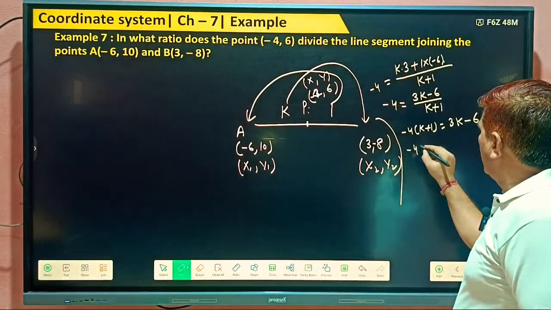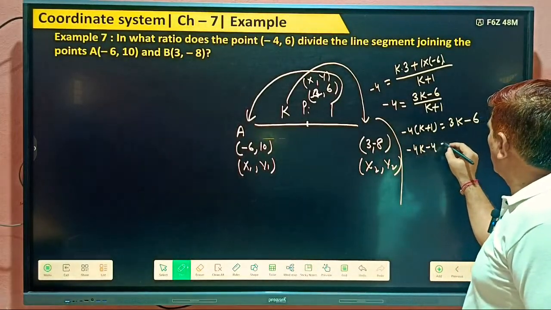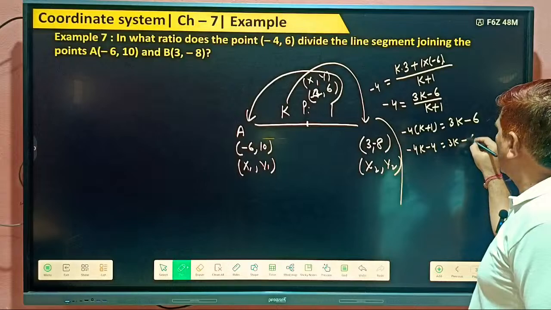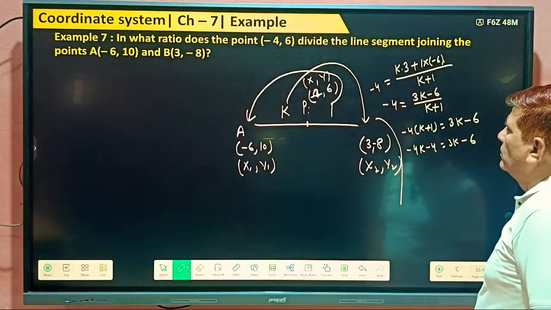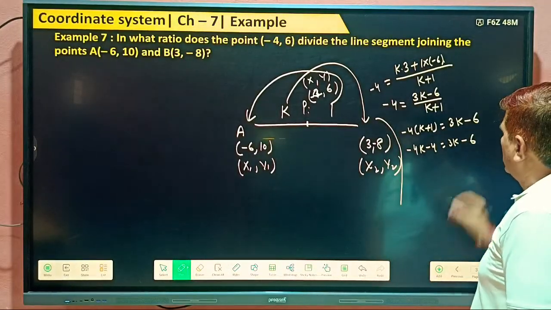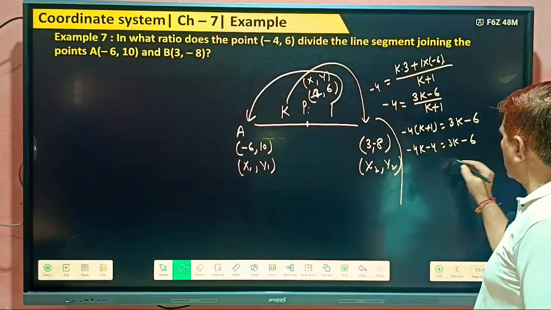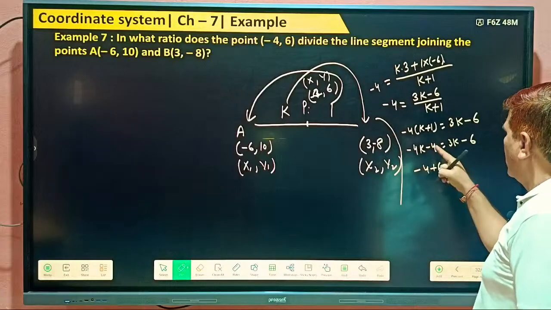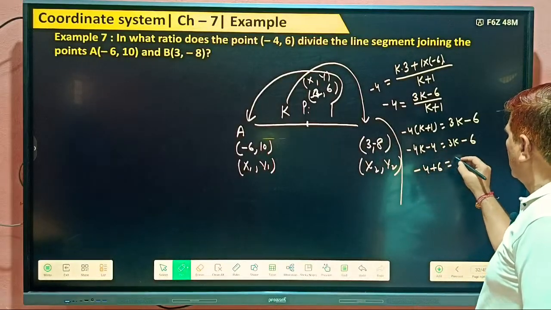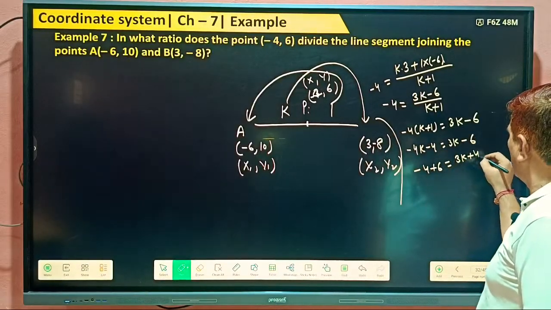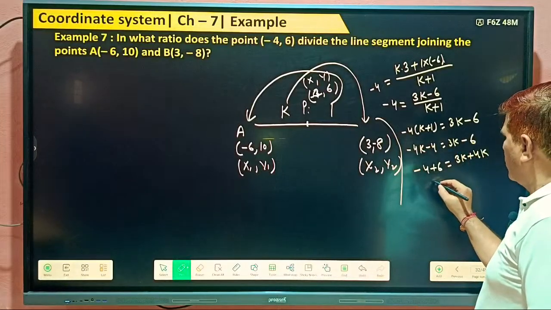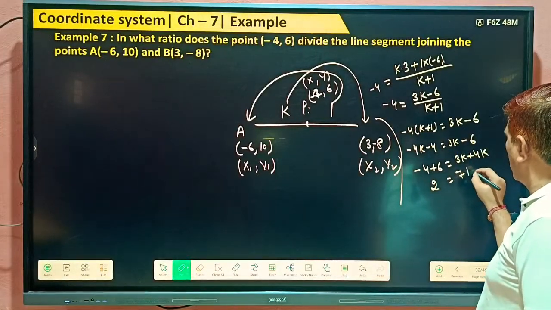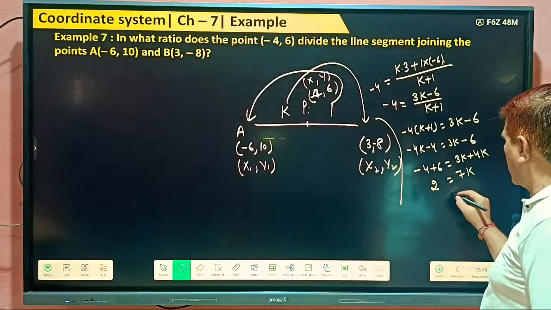Minus 4k minus 4 equal to 3k minus 6. Understood? So bring this to this side, and take that to the other side. Minus 4 plus 6, minus 4 as it is plus 6. 3k plus 4k. So how much? 2 equal to 7k.